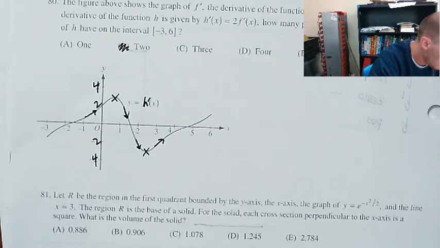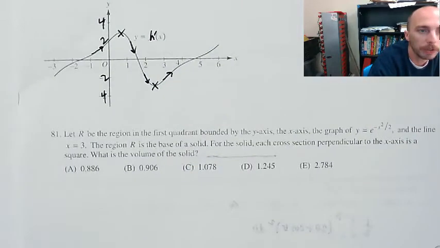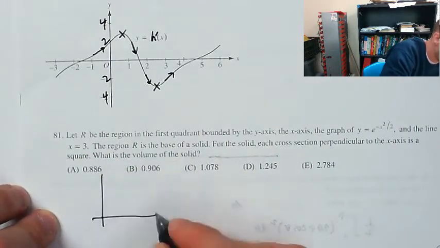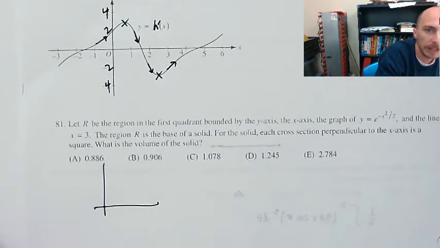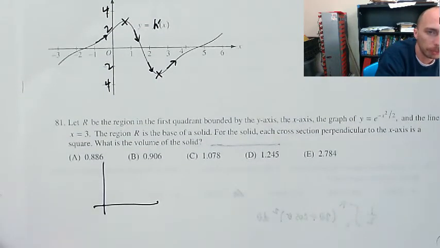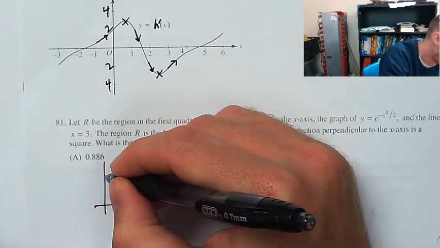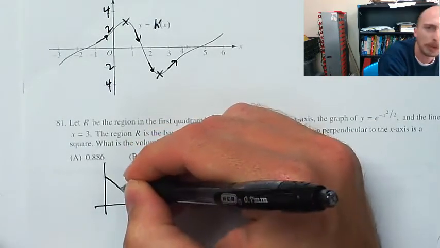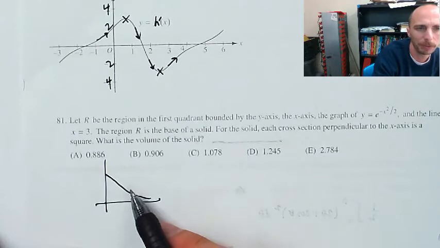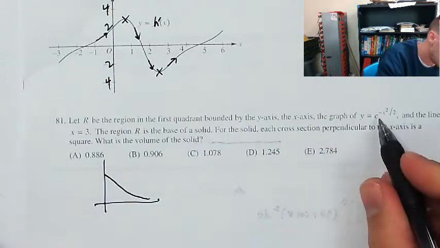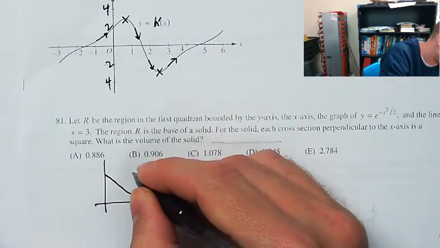All right. Then we're going to let R be the region in the first quadrant bounded by the y-axis, the x-axis, the graph of e to the -x squared divided by 2. Let me think about that. Okay, well, it's just e to the -x squared. It's just going to decay. I think it might have, like, maybe a point of inflection in here or something, but you don't really need to worry about that. And the line x equals 3. Well, e to the -9/2, well, that's going to be pretty small. I'm going to just say that's there.